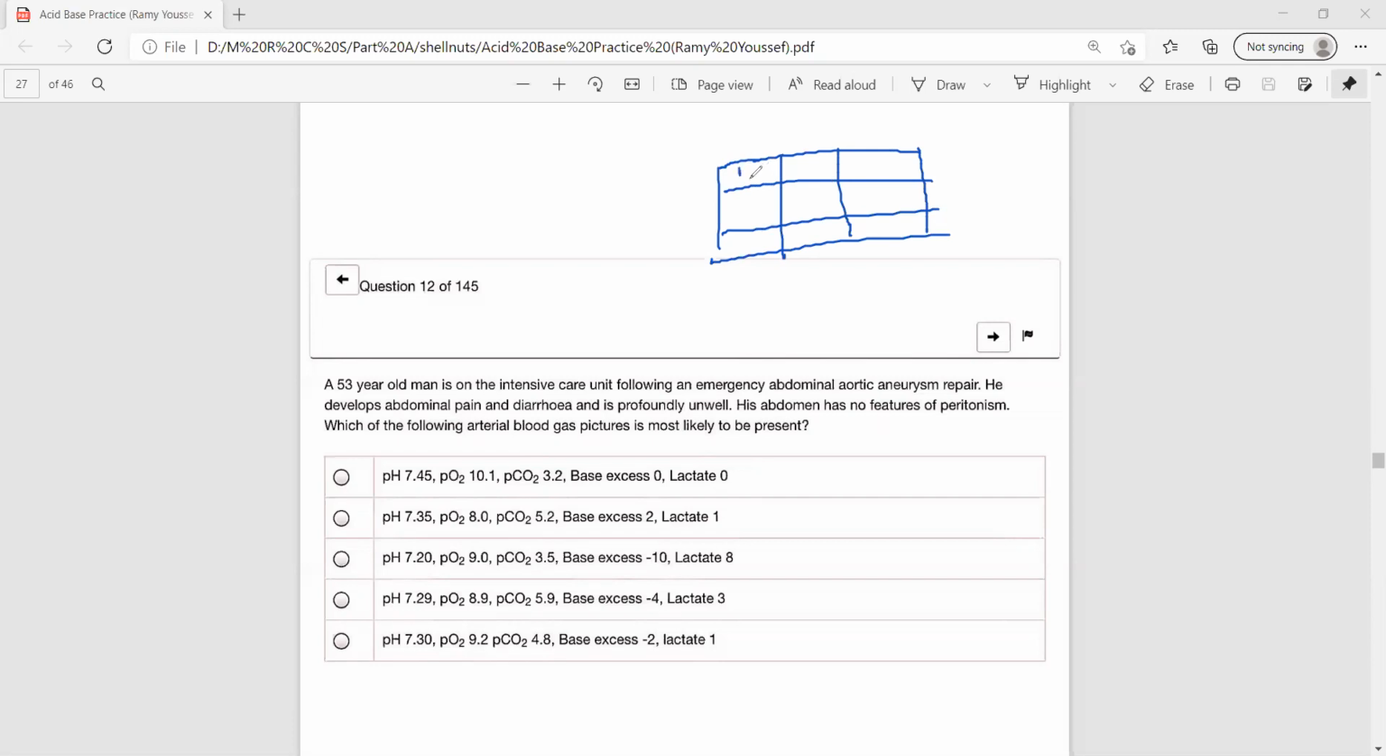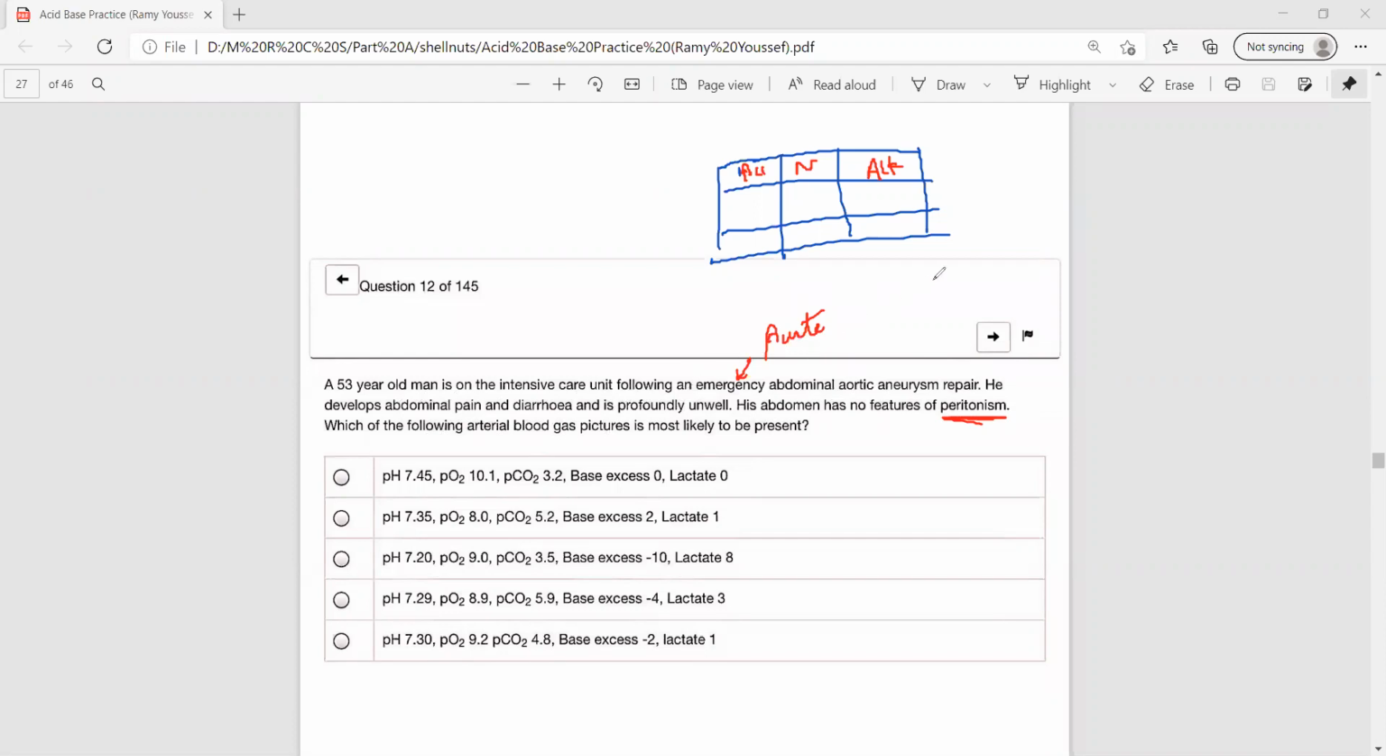Okay, so he has abdominal pain and diarrhea. With diarrhea, you lose potassium. This patient has an emergency, meaning this is an acute condition. Acute abdominal aortic aneurysm repair, and this develops abdominal pain and diarrhea. Profoundly unwell. His abdomen has no feature of peritonism. What do you expect? Severe diarrhea.